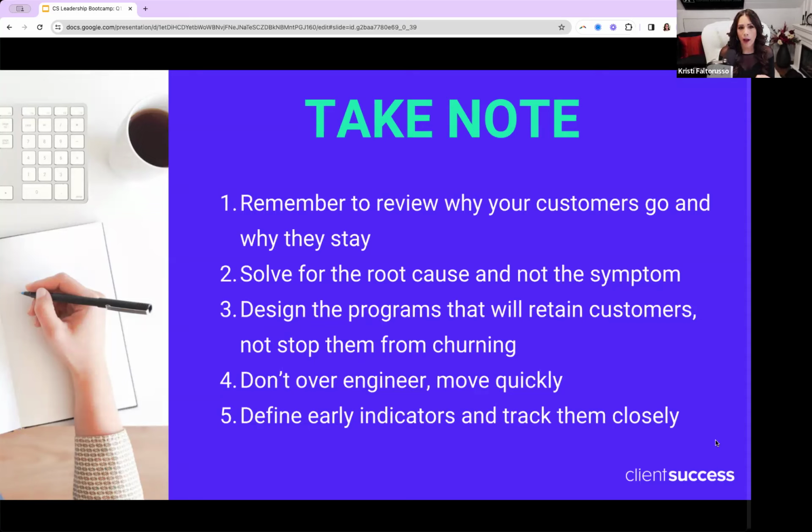So make sure that you have KPIs that you can actually assess early enough to say, this is working or this isn't working. We've got to pivot. So that's what I'm gonna leave you with today.